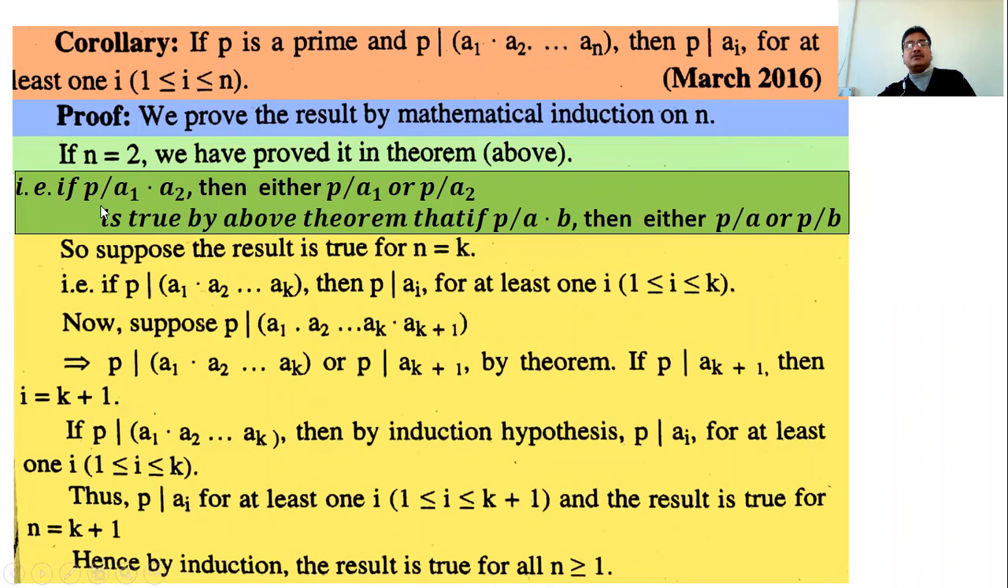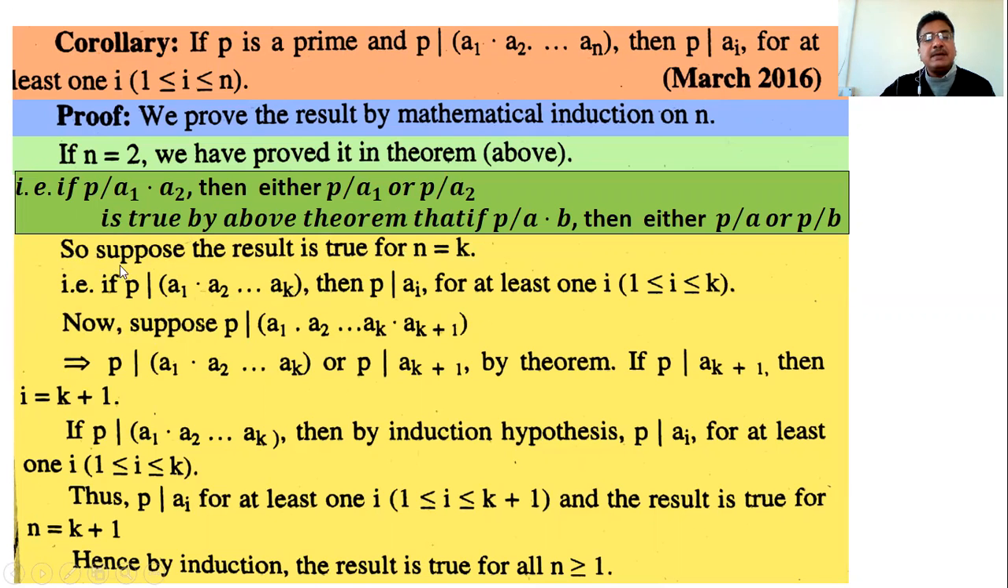So just write here, don't write the proof, just write that by Euclid's lemma, or by the above theorem, if P divides AB, then P divides A or P divides B. So if n is 2, we have to prove that if P is prime and P divides A1 times A2, then P divides either A1 or A2. But this is obvious by Euclid's lemma. So just write that the theorem is true for n equal to 2. This is the first step of the mathematical induction.